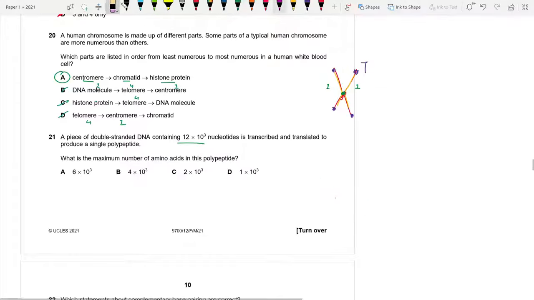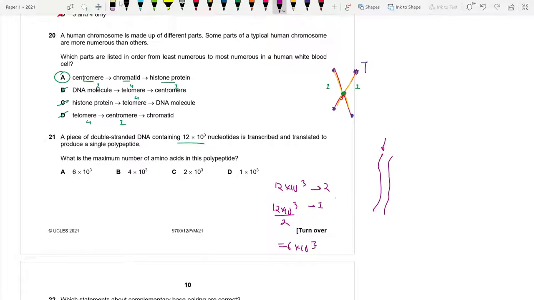This is actually double-stranded DNA. Remember, for DNA transcription and protein synthesis, we only use one strand. So in total, there are 12 into 10 power 3 nucleotides in 2 strands. So in one strand, there should be 12 into 10 power 3 divided by 2, which is 6 into 10 to the power 3. Now it's halved. To find the number of triplets, 6 into 10 power 3 divided by 3 is 2 into 10 power 3 amino acids. This should be the correct answer. 21 should be C. Get it?